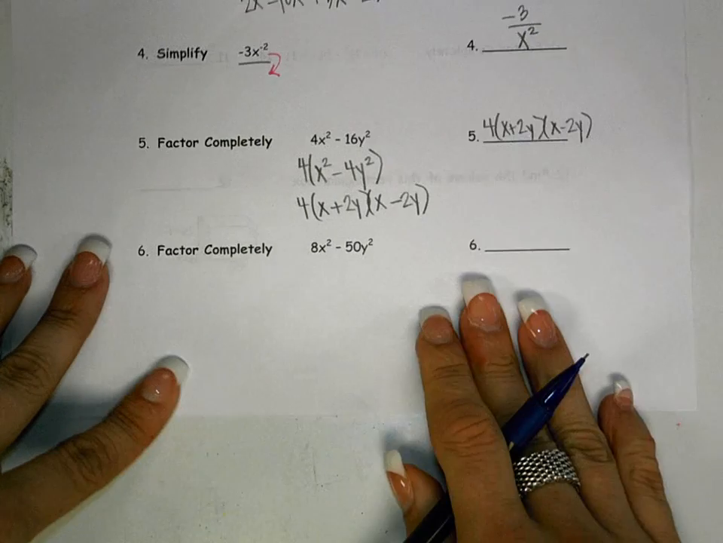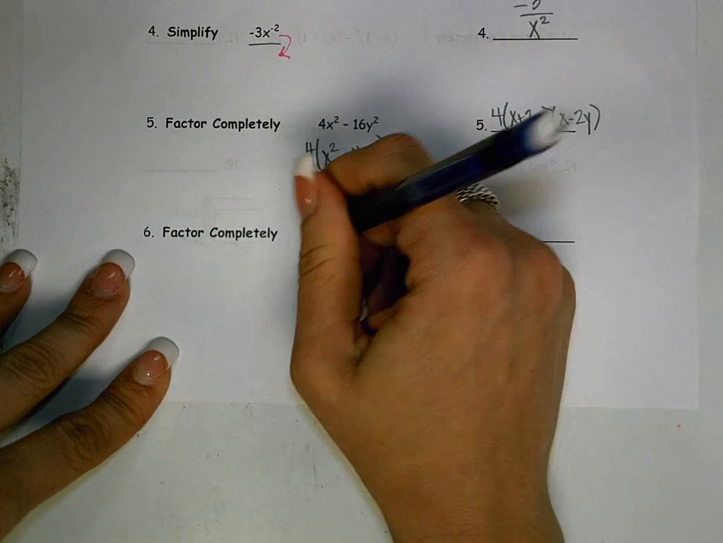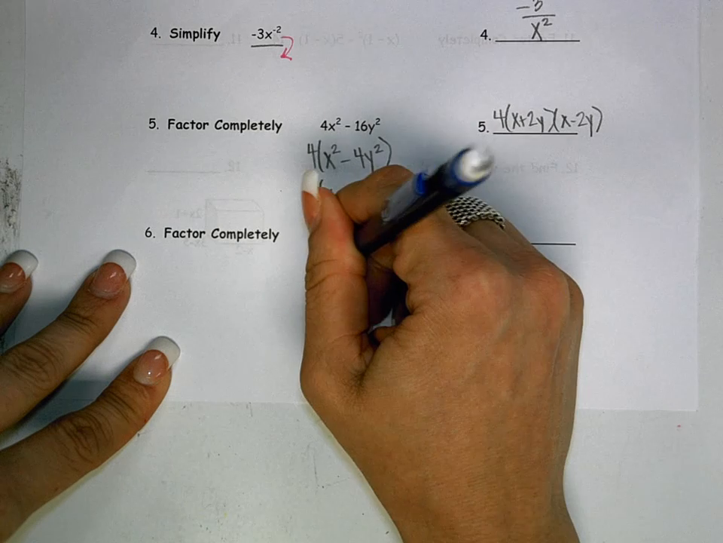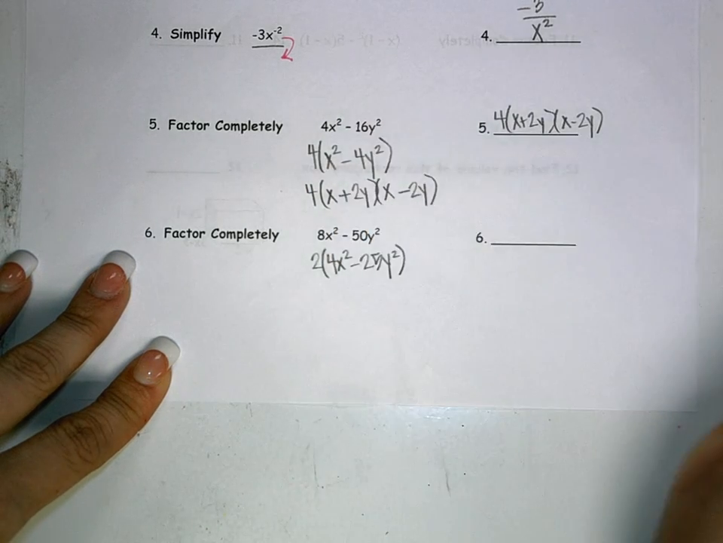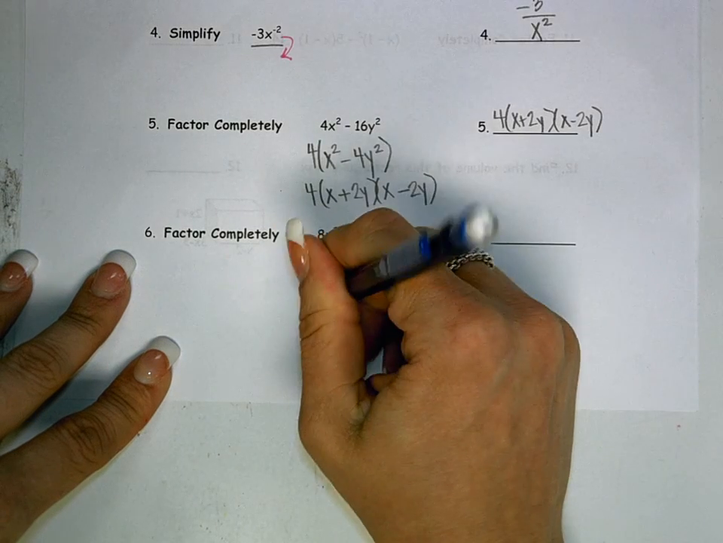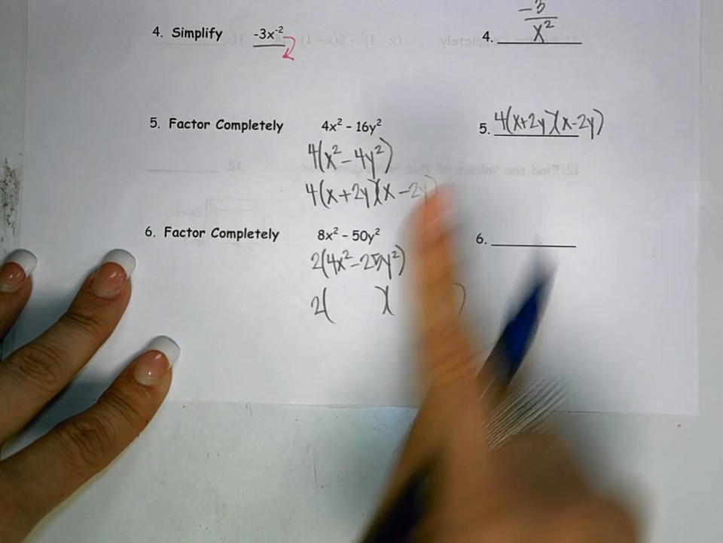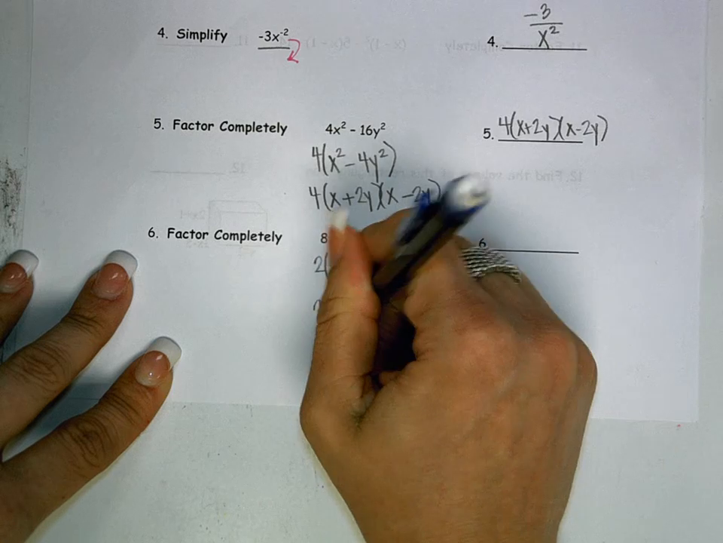Okay, again, factor completely. Always look for GCF first. We can take out a 2. Left behind is 4x squared minus 25y squared. This is difference of squares, so 2. Don't forget to bring that 2 down. A lot of people will forget that 2, and that'll mess you up.